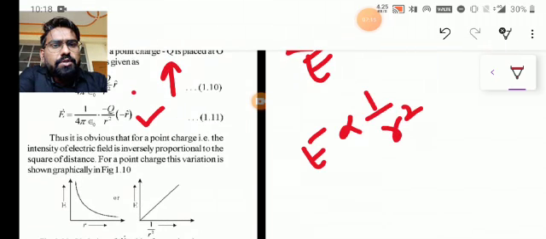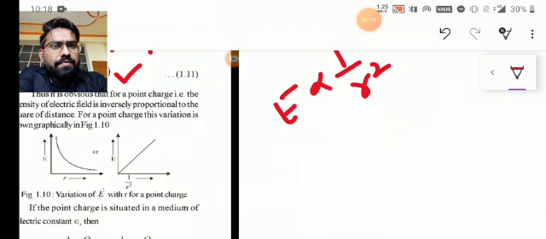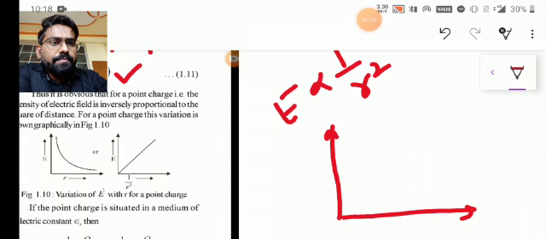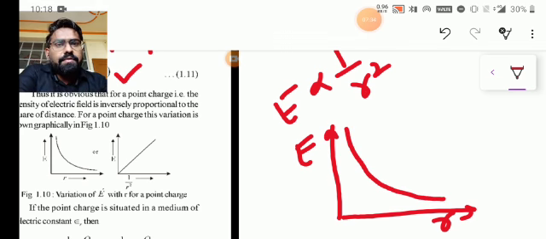And if we draw a diagram, you know that the electric field intensity is proportional to 1 upon r square. So it means it depends on the square of the radius. If we draw a graph between E and r, then we get an inversely proportional relation, so it's a parabolic form. So as the value of r increases, the value of electric field intensity keeps decreasing, but it will never become infinite. So it's slightly closer to the x axis.